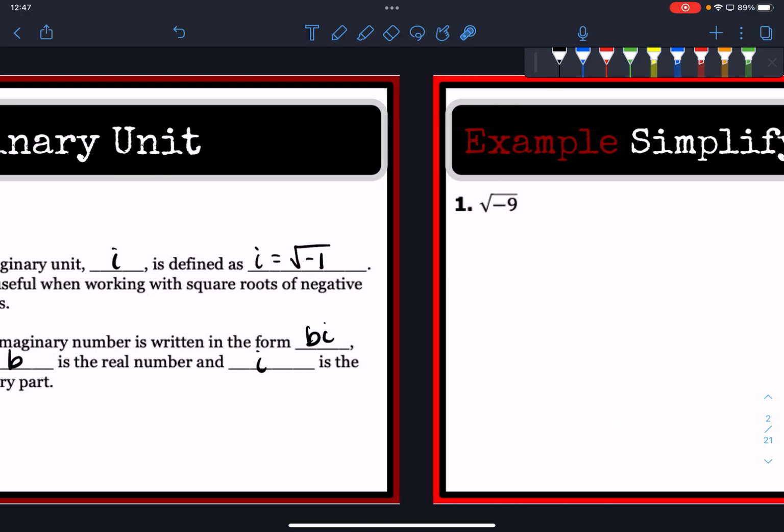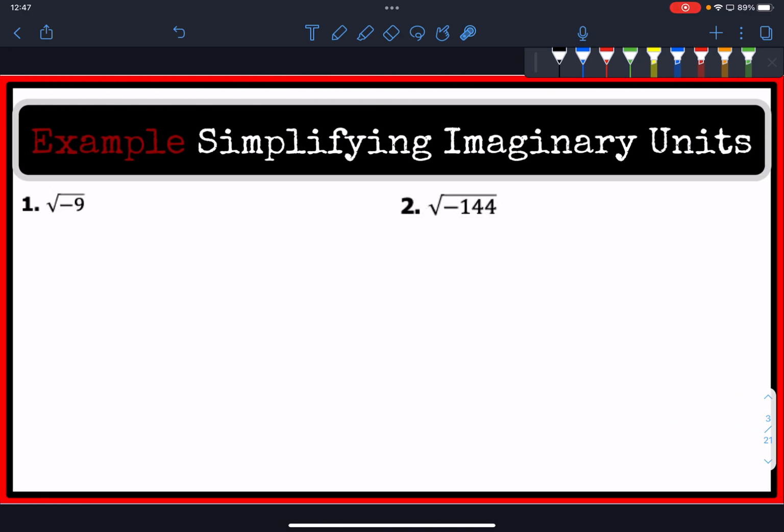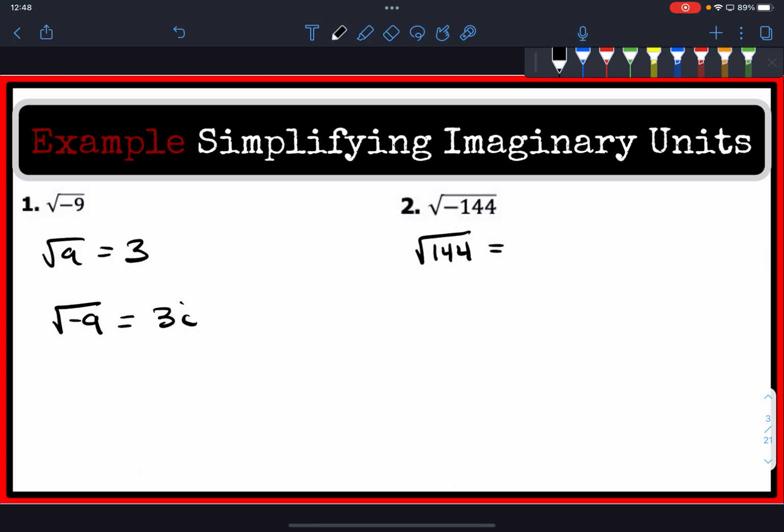So what this means is that, like I just showed you, if I want to take the square root of -9, since the square root of +9 is equal to 3, the square root of -9 would simply be 3i. I'm sorry, 3i, not -3. And the same thing with the square root of -144. Since the square root of positive 144 is equal to 12, then the square root of -144 is 12i. That's it.